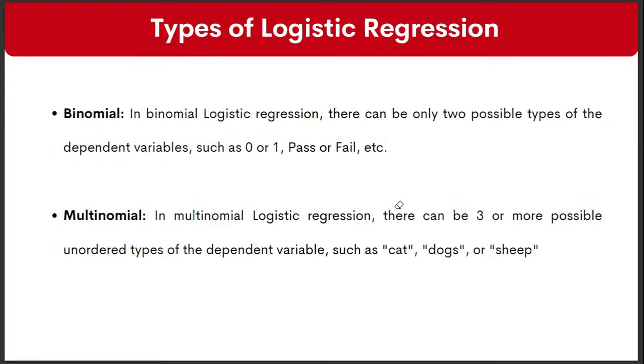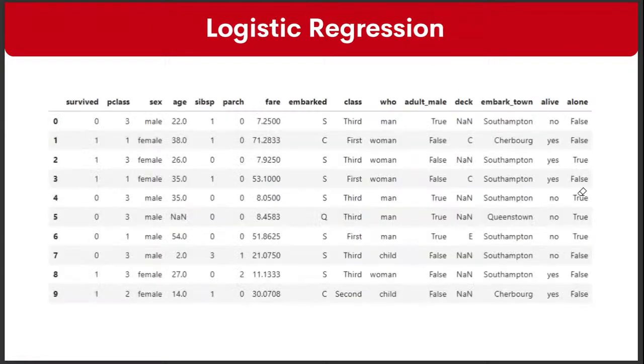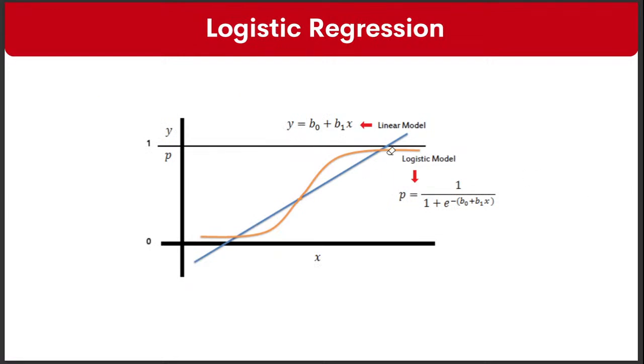You can have two types here. One is binomial logistic regression, where it is 0 or 1, pass or fail, yes or no, hot or cold, like that, binary classification. Multinomial can be 3 or more classes, like cat, dog, sheep predictions. So this is binary classification and this is multi-class classification. Exactly how the formula is applied: see here, this is the formula of a straight line. When you go for logistic regression, the value of y is substituted here, 1 by 1 plus exponential of the negative of this particular value.